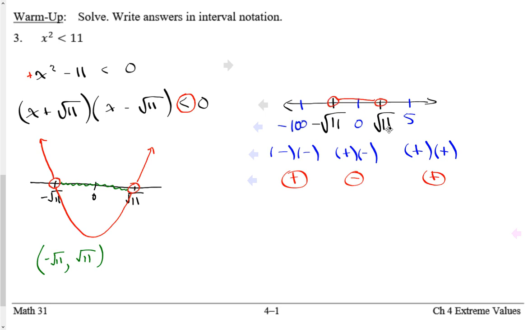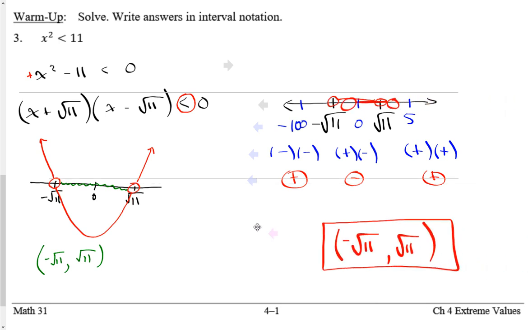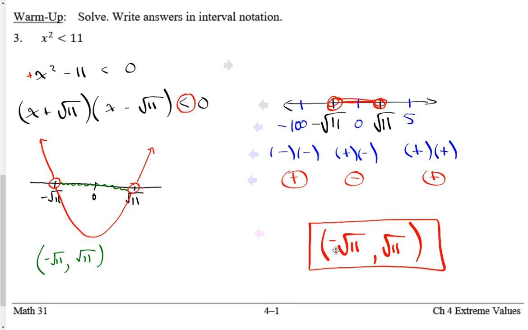If I plug 5 in here for x, 5 plus root 11, positive. 5 minus root 11, also positive, so I get a positive times a positive, gives me a positive, not a number less than 0, so I don't want to shade that interval. And so we have this solution with the interval shown there from negative root 11 to positive root 11. So this is the method that we're going to be practicing more and more because we don't need to know what the graph looks like in order to figure out the interval that will make this inequality true.